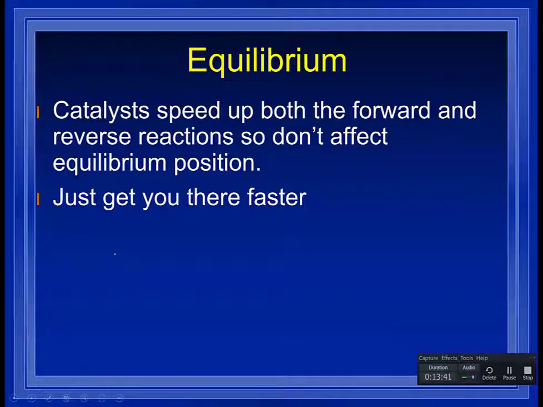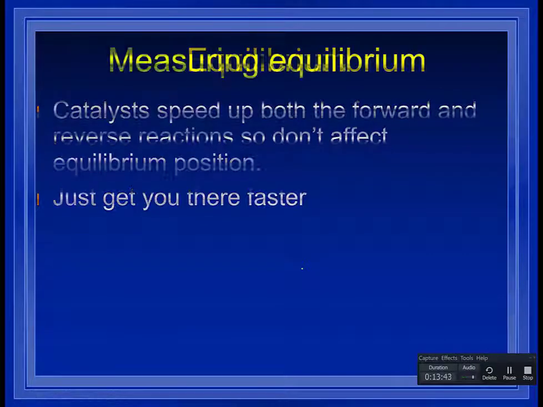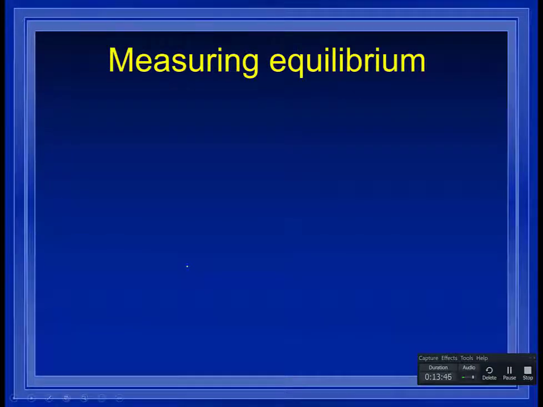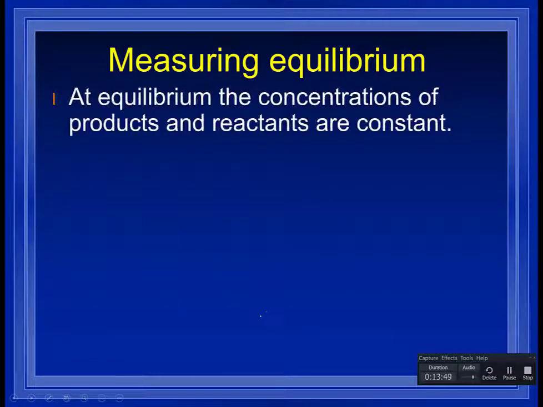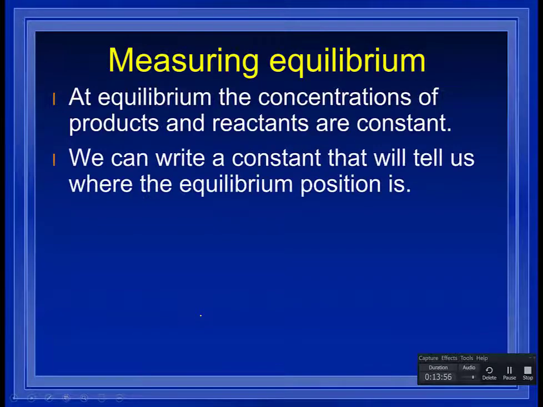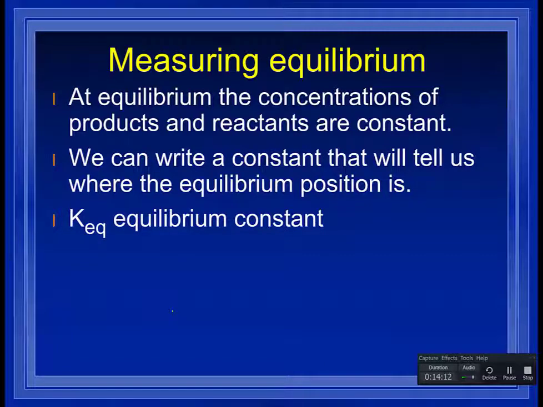So that's the idea behind equilibrium. And now we can measure where we're at equilibrium. So that ratio. Okay? And what we measure are the concentration of the product and reactants, the parts that are constant. And we can write a constant that will tell us where the equilibrium position is. It'll tell us what ratio you're going to have when you stop. But we're going to call that the equilibrium constant. Capital K means constant in science, EQ for equilibrium constant.